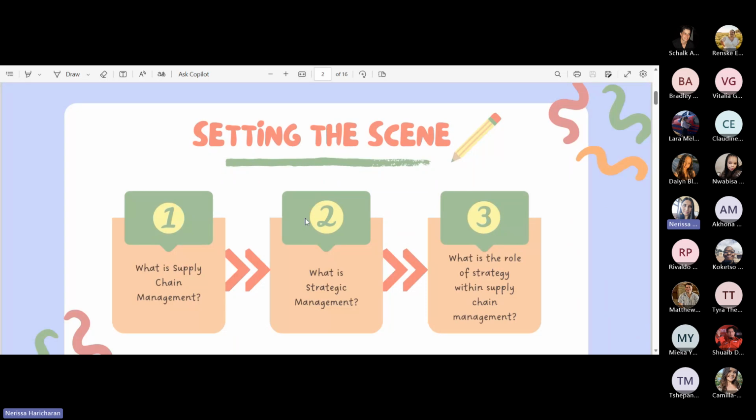So just to set the scene, we're going to go into a bit of what is supply chain, what is strategic management, and then what is also the role of strategy within supply chain management. So I want to try and cover Learning Unit 1 as well as Learning Unit 2, because there's a lot of similarities between Theme 1 and Theme 2 within Learning Unit 1. So I don't want to have a break in that sort of communication, because you would tend to forget what we discussed if I have to move on to the next one in the next week.